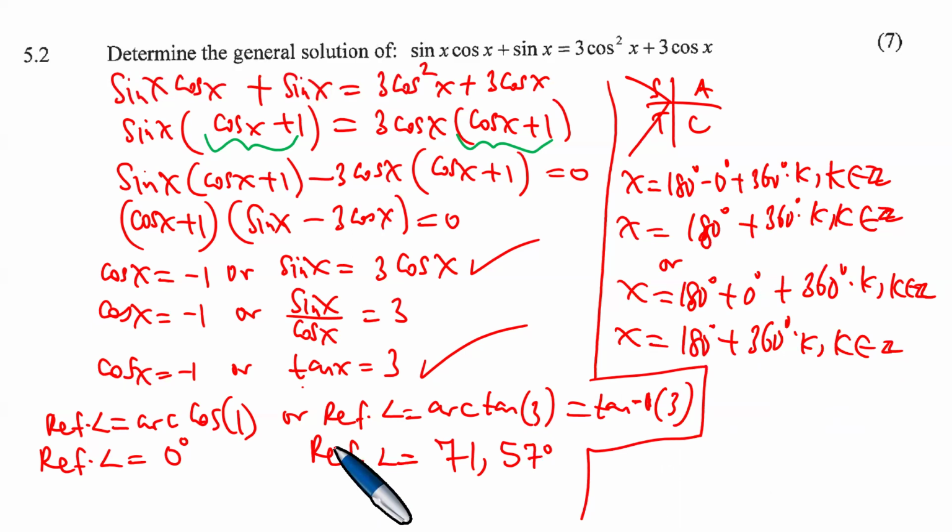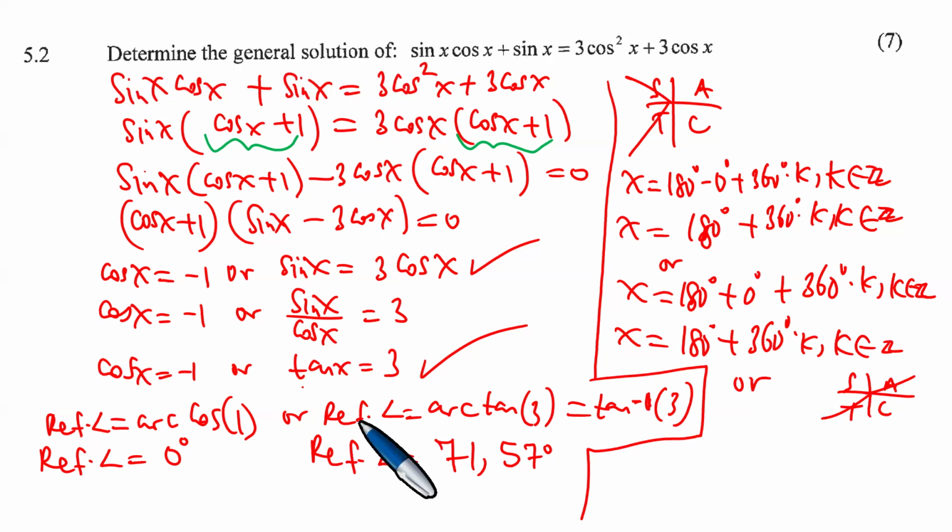Now obviously we're dealing also with the tangent here, and the tangent in view of the CAST diagram. In view of the CAST diagram, the tangent is positive. It is positive where? This tangent is positive in the first and the third.